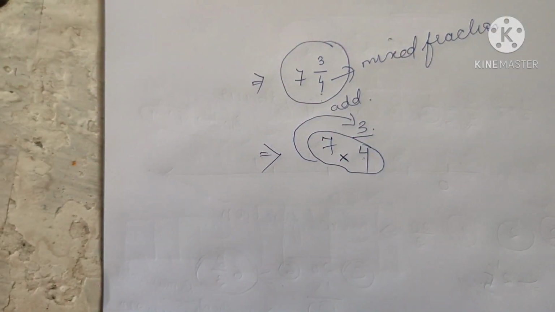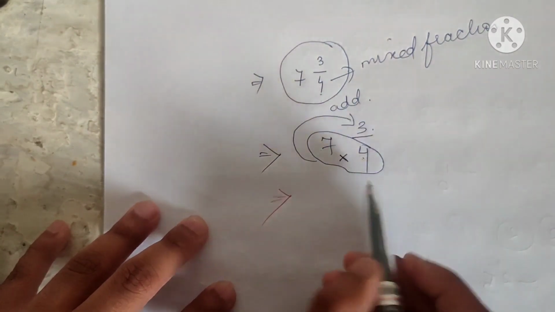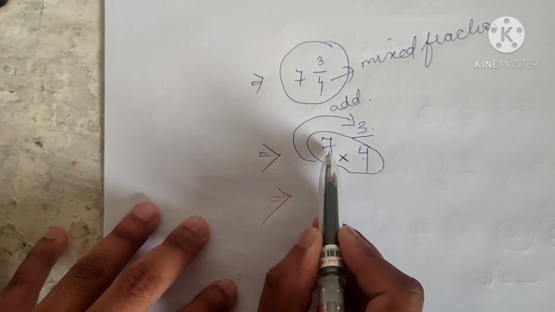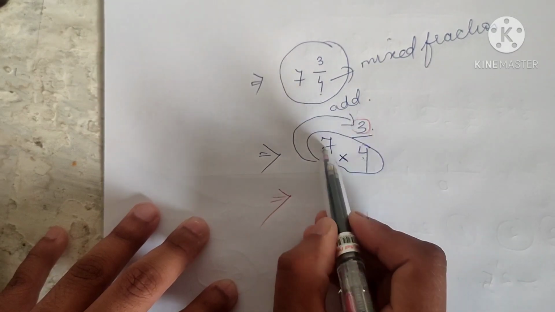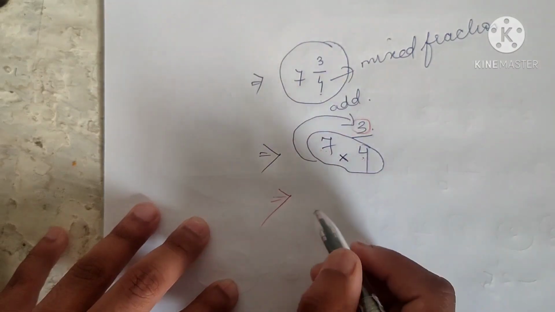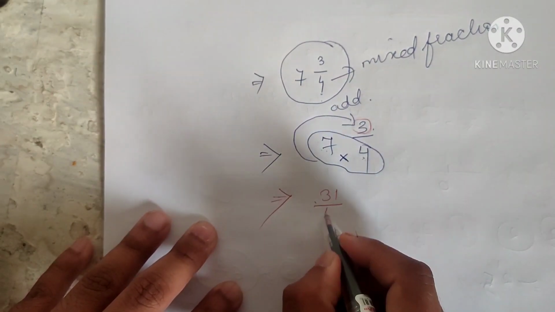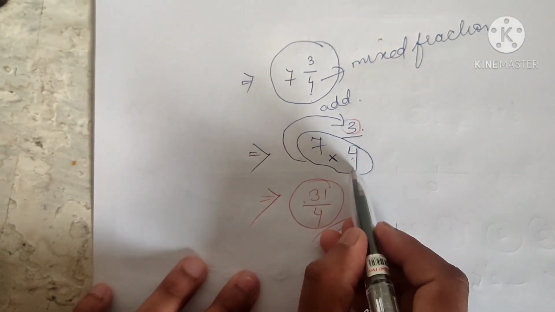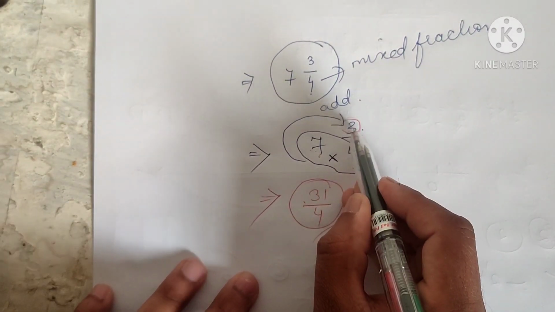Okay, I'll just show you. I'll just draw with red pen. See, first you multiply these two. That means 4 7s are 28. You are getting here 28. Then whatever the answer, that means you get 28, you have to add with this one. 28 plus 3, how much? 31. So 31, and the denominator is already 4, so 31 by 4 is your answer. Okay, what you have to do is you have to multiply here, and then whatever answer you get, you have to add with the numerator given.